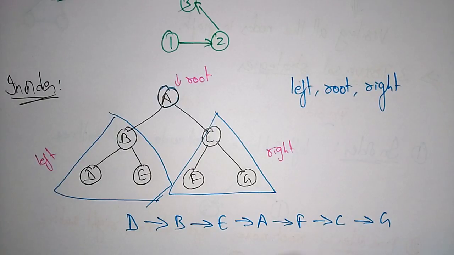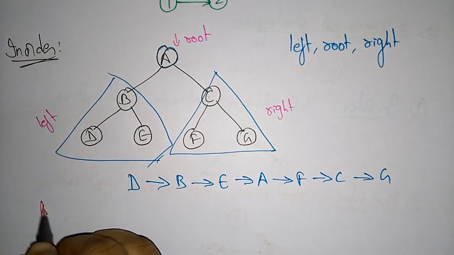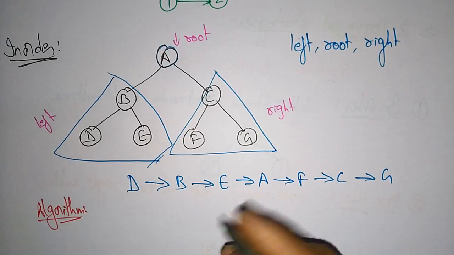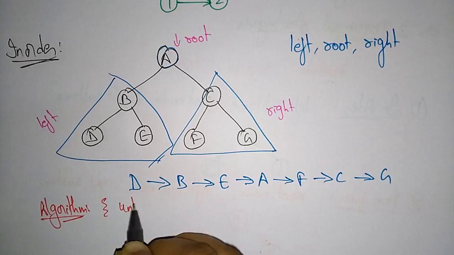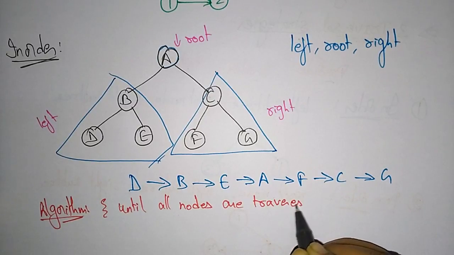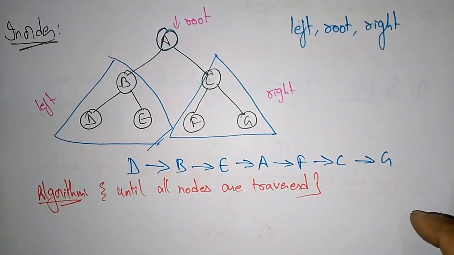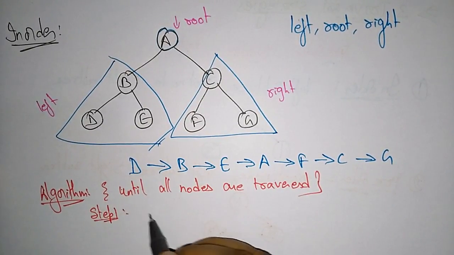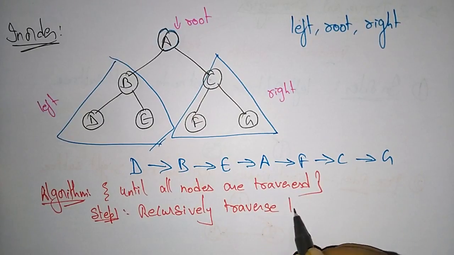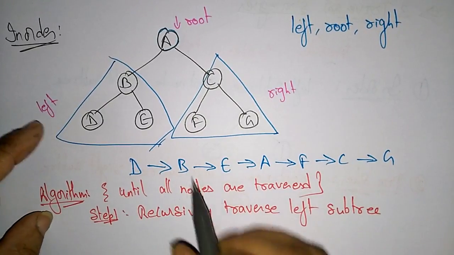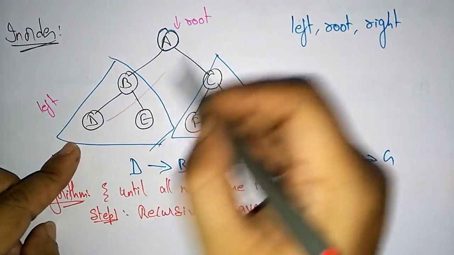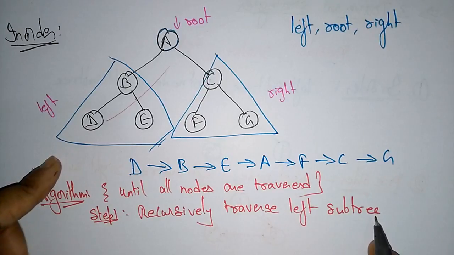Then what is the algorithm for this? Let me write the algorithm for this inorder. Until all nodes are traversed, you have to repeat the steps. For every algorithm, note that until all nodes are traversed. Step one, recursively traverse left subtree. Here I already traveled recursively. First I come to the left subtree, again I come to the left subtree. This is what you call recursion. So recursively traverse left subtree.